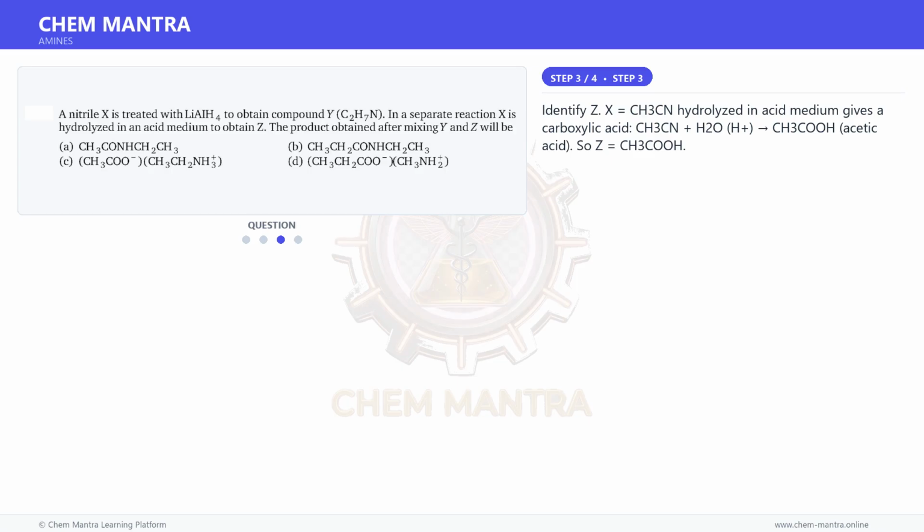Identify Z. X is equal to CH3CN hydrolyzed in acid medium gives a carboxylic acid, CH3CN plus H2O, H plus, CH3COOH, acetic acid. So Z is equal to CH3COOH.